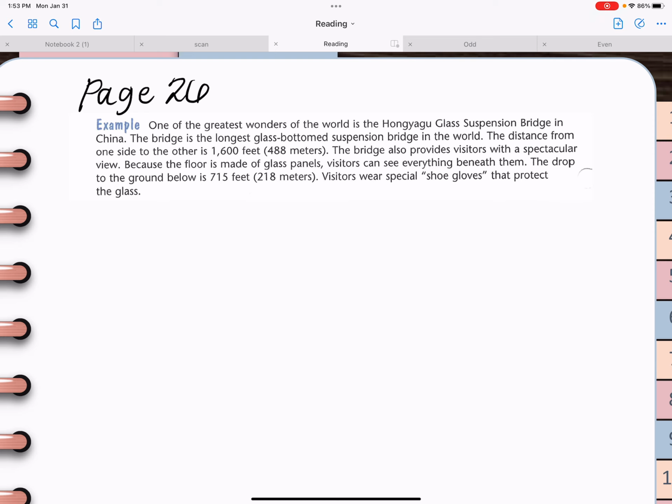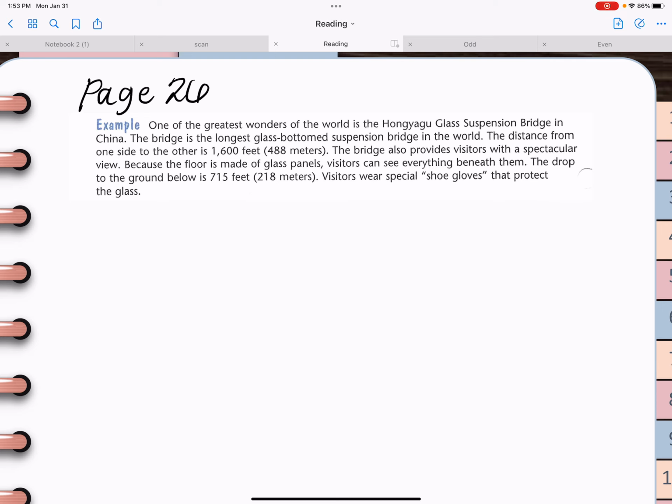This thing is amazing. So I'm going to read the story. I'll show you how to do the diagram and all that. Then I'm going to show you a video clip of this bridge. So page 26 at the example.